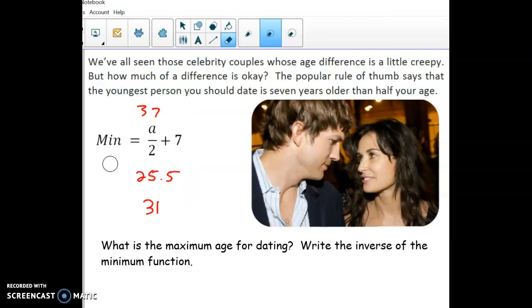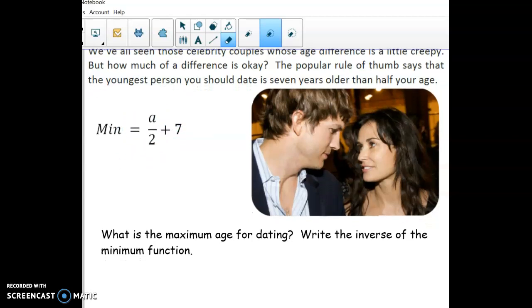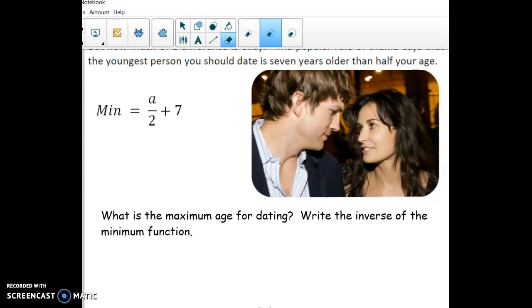All right, but at any rate, I always wondered, like, what's the oldest then? If this is the formula for finding the youngest person you can date, what's the oldest person? And I thought, oh, this is an exact example of an inverse, right? If this is the min function, we want to know what is the max function, which would be the inverse. So pause the video and see if you can find the max function.